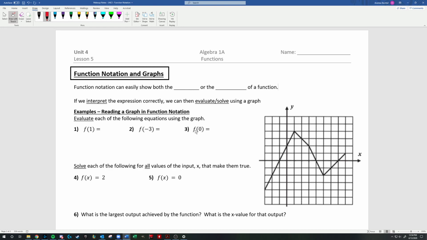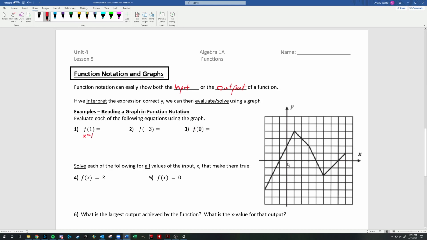Remember, function notation can show both the input or the output of a function. If we interpret the function correctly, we can evaluate or solve. We may do one or the other. Here we have a 1, so it says f of 1. That 1 is in parentheses, so it is our x value.